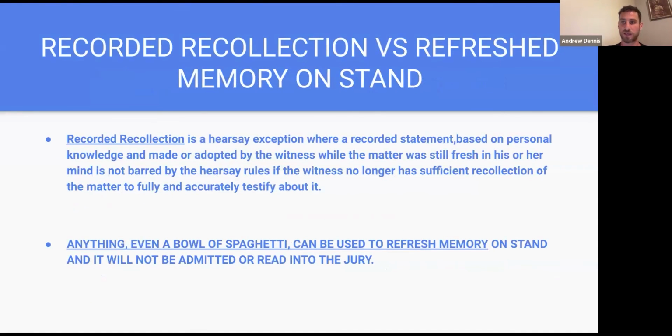All right, a recorded recollection. Just a couple more and we'll be done, I promise you. I just want everyone to pass this test. So, recorded recollection versus refreshed memory on stand. I think it's good to be able to differentiate party opponent admission from a statement against interest based on availability of the declarant, and differentiate recorded recollection versus refreshed memory on stand.